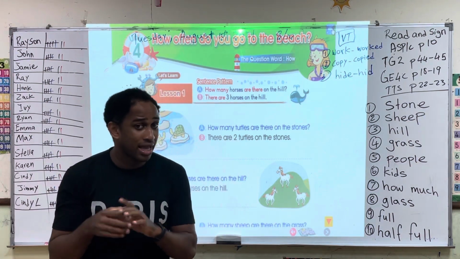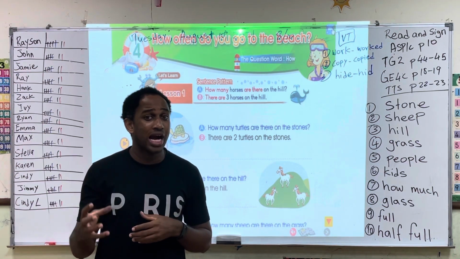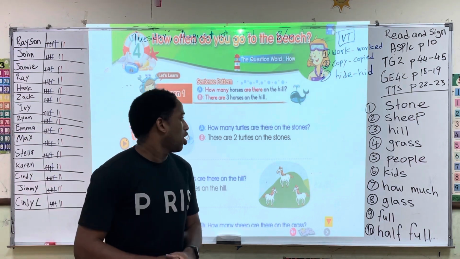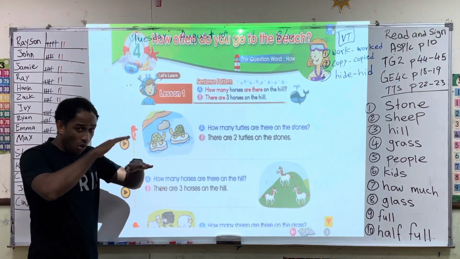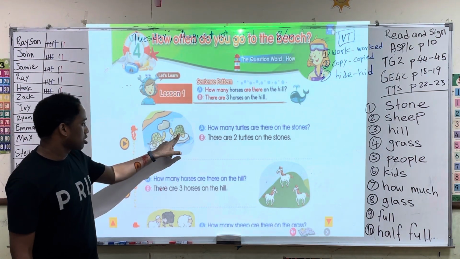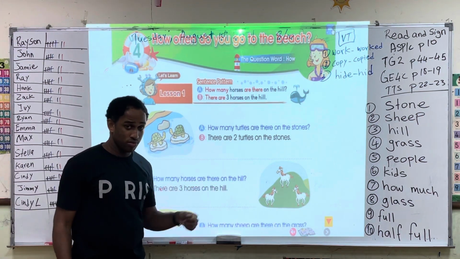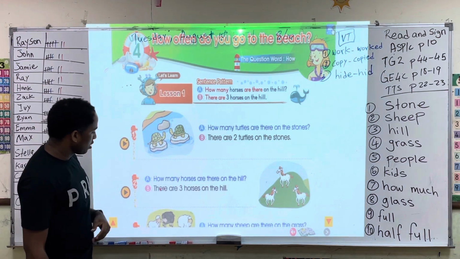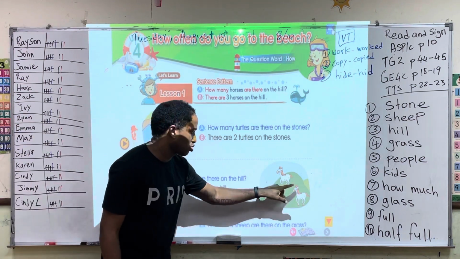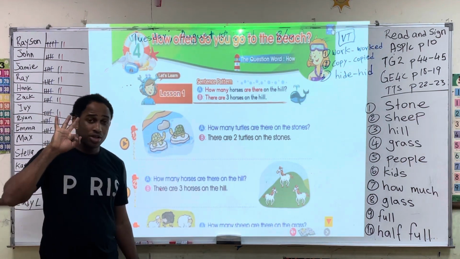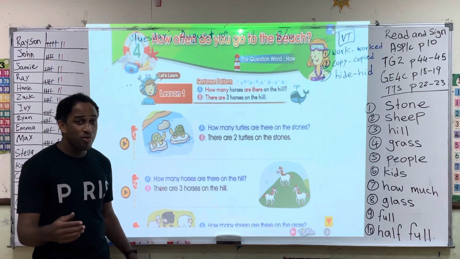And remember that we use how many for countable nouns, the quantity of countable nouns. That means you can count it. For example, number 1: How many turtles are there on the stone? 1, 2. There are 2 turtles on the stone. Good. Number 3: How many horses are there on the hill? 1, 2, 3. There are 3 horses on the hill. Good.